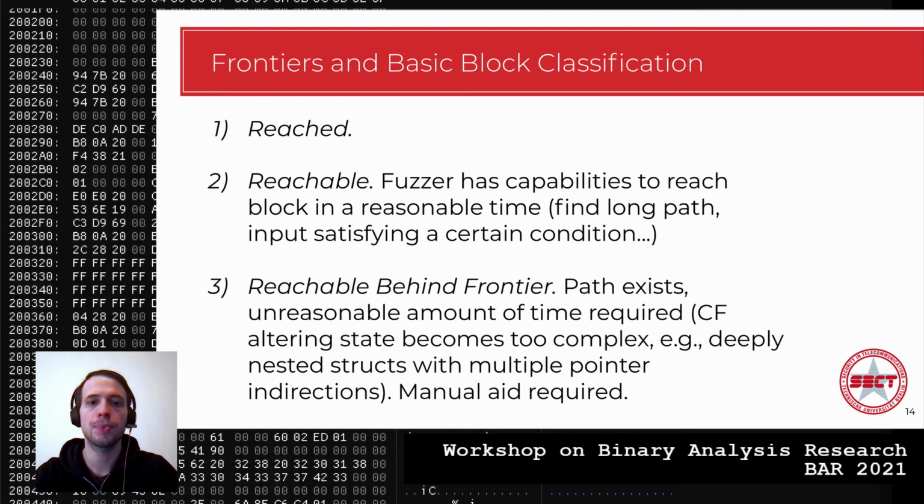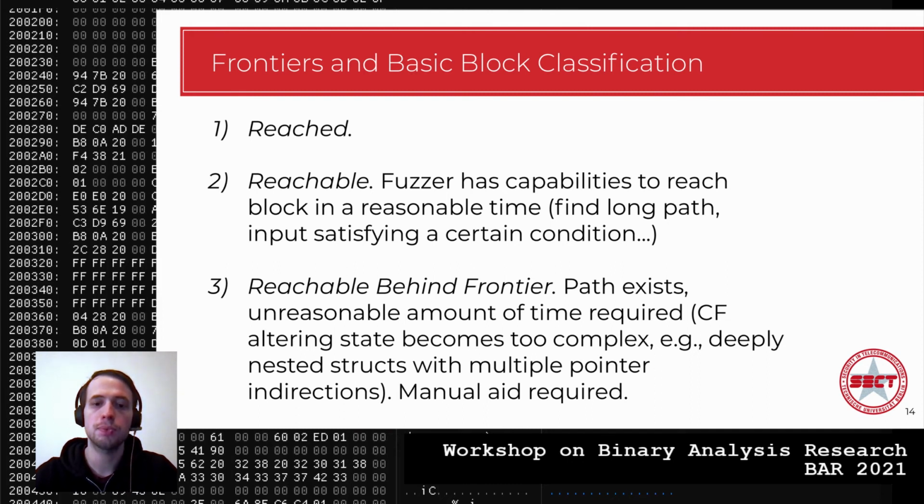Thank you, Lukas. So let's take a step back and look at what kinds of frontiers and basic blocks we even have in the binary, like our MediaTek binary. The most obvious one is the one that's in the logs, which is the reached frontier. This one has been reached by the fuzzer already. Then there's the reachable ones that we know the fuzzer could reach if we would leave it running for long enough. And then we have the reachable behind frontier blocks.